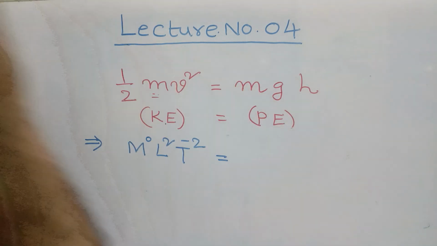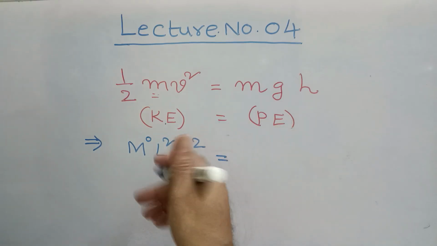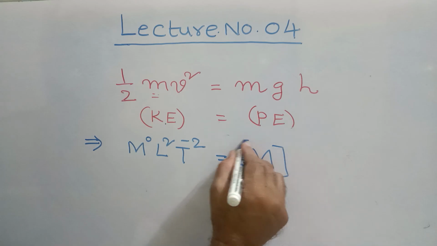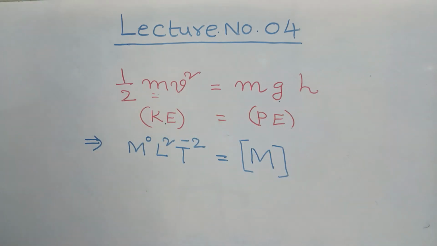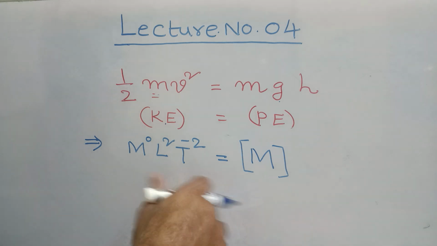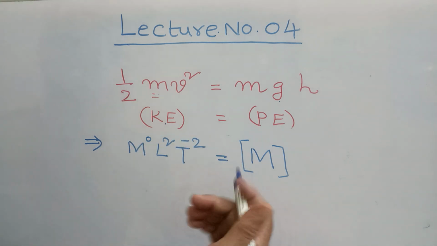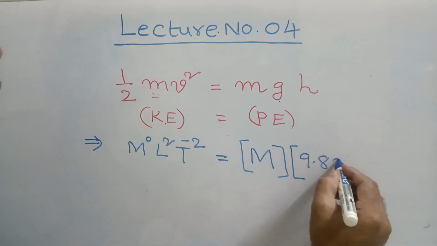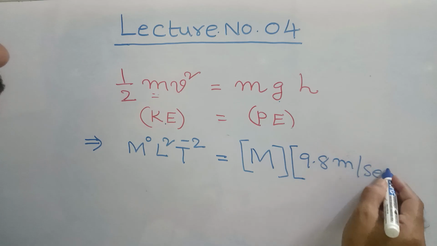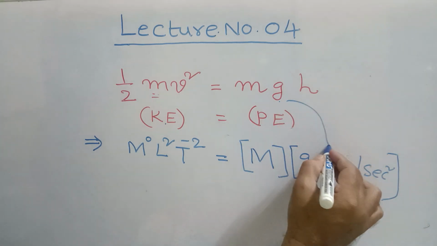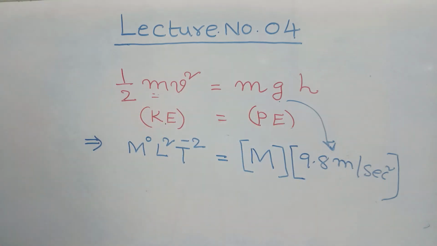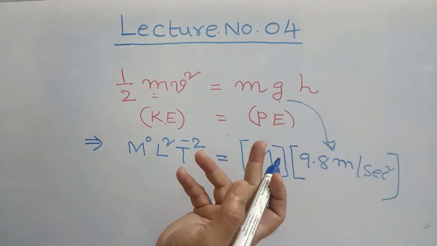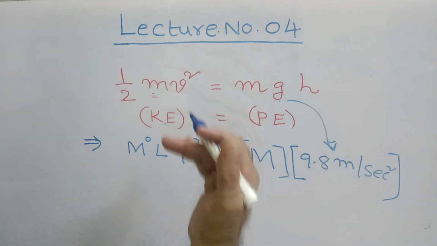Coming to the right side, what is m here? Mass. What is the dimension of mass? M only, right? Okay. What is g? G is the acceleration due to gravity. What is its value? 9.8 meters per second square. That is the definition. H is the height actually. Height is again distance only. That is nothing but L.